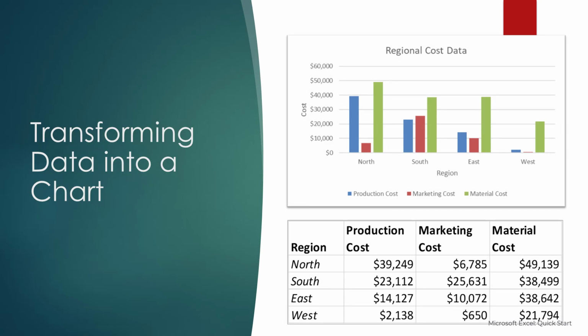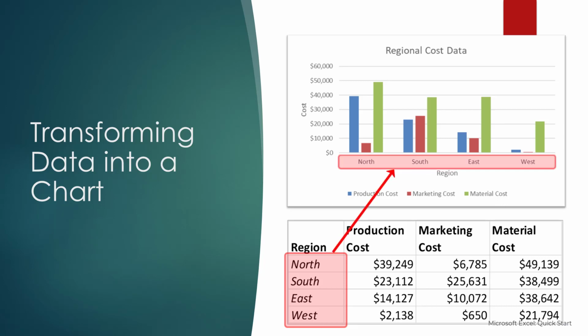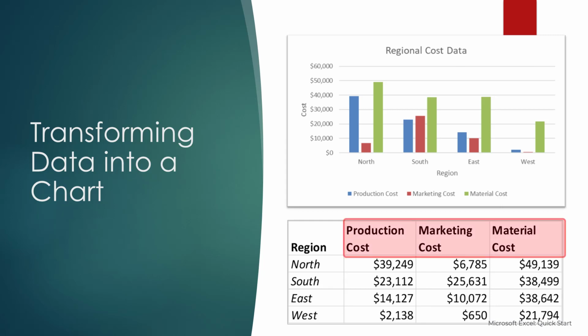A chart takes a list of data and visualizes it to bring out key facts that are contained within the data. This chart visualizes the data below it by using the regions North, South, East, and West as categories that go across the chart. The categories can be compared to one another. The chart also uses the data's column headers, production, marketing, and material cost, as 3 series of data. Each series is represented as a colored column and has an entry in the legend at the bottom of the chart.